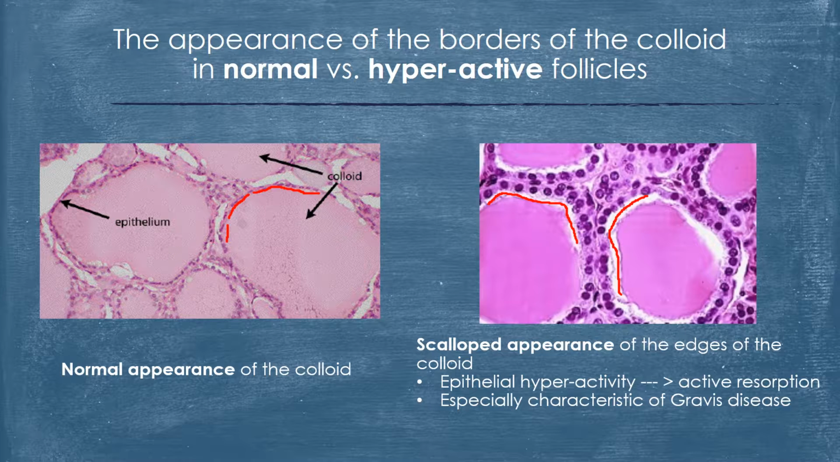And we can also see hypertrophied follicular cells. This is called the scalloped appearance of the edges, and it is because of epithelial hyperactivity, which leads to active resorption of colloid. Active resorption will form these spaces. This is especially characteristic of Graves' disease.